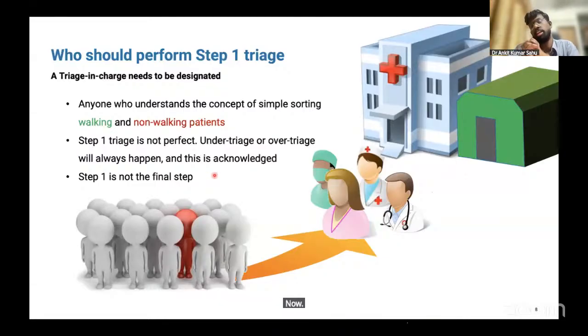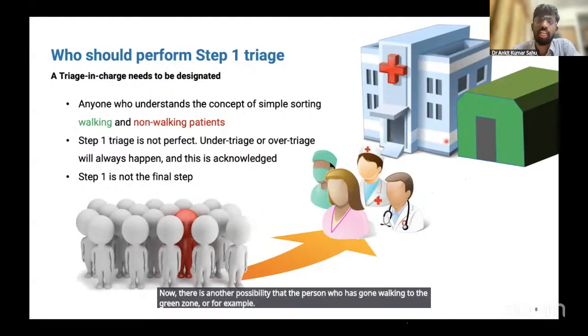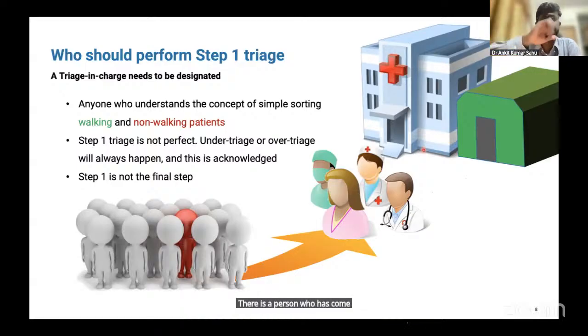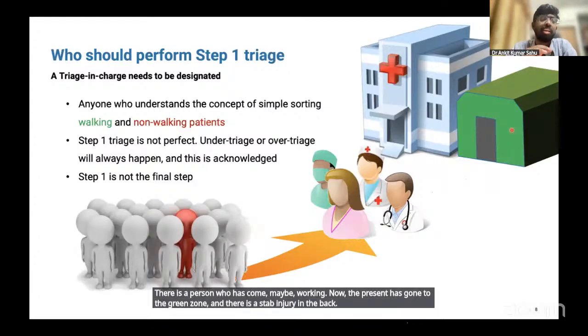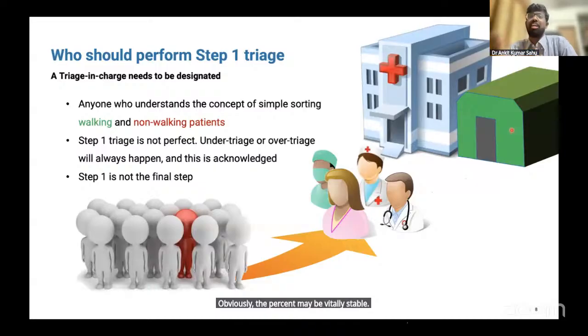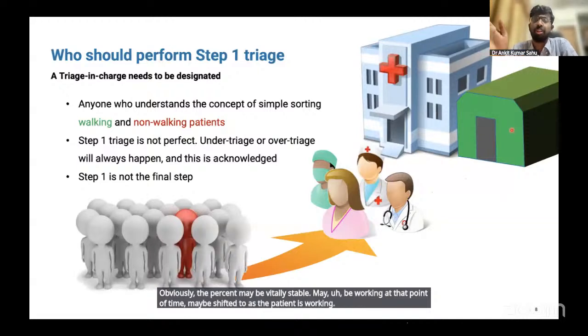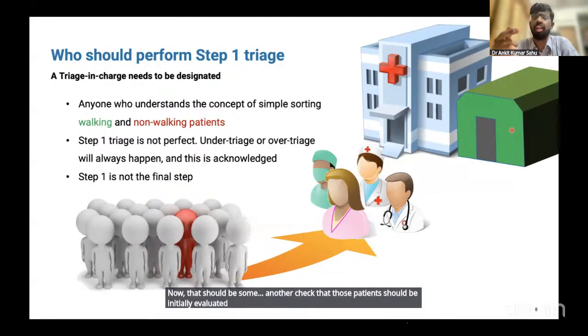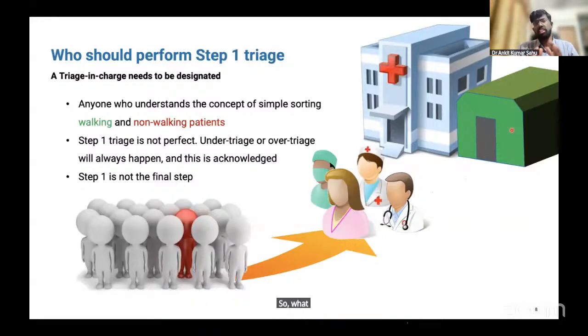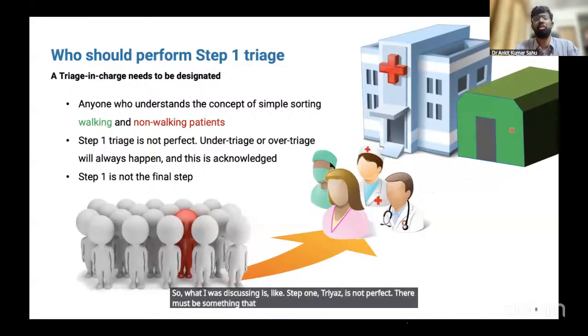Now, there is another possibility: a patient who has come walking in step-1 triage has gone to the green zone, and there is a stab injury in the back. Obviously, the patient may be vitally stable, may be walking at that point of time, and may be shifted to the green zone because of the step-1 triage. Now, there should be another check, that those patients should be initially evaluated, and triage done again. So, step-1 triage is not perfect. There must be something else to be done, that is called step-2 triage. We'll discuss.